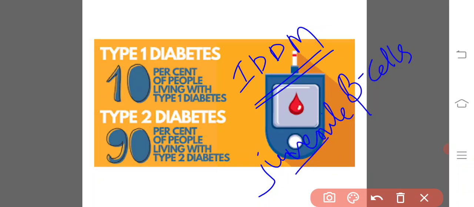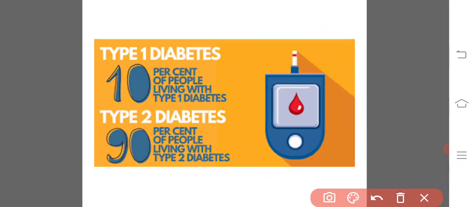This insulin dependent diabetes mellitus accounts for 10% of the known diabetics. It is treated by injecting insulin. If you provide enough amount of insulin, it may be cured.